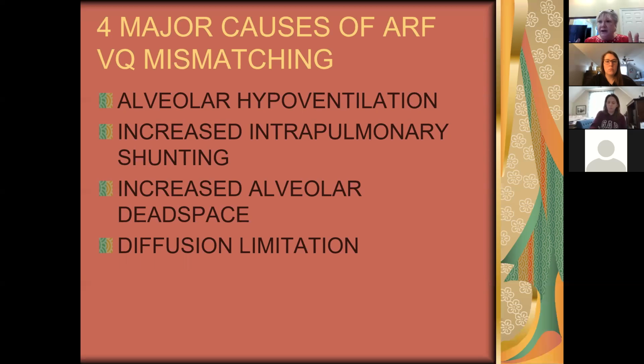But why do I do it? I want you to understand what's going on inside of your patient's body that is going to make them be hypoxic. But I'm not going to have you memorize what is alveolar hypoventilation, what is increased intrapulmonary shunting. I'm not going to ask you this on a test. This is pathophysiology, and I'm not testing you on pathophysiology. But we're going to go through it real quick when we come back.